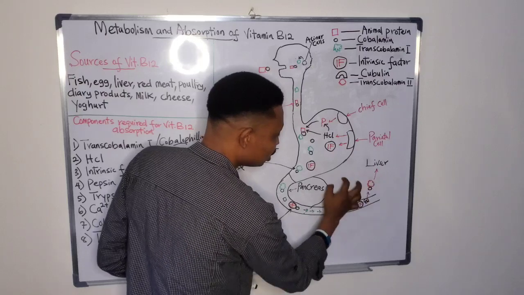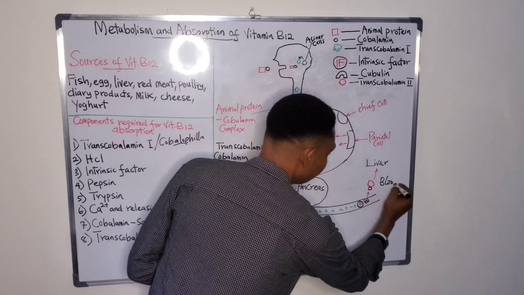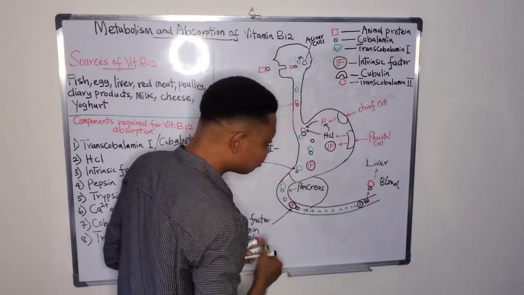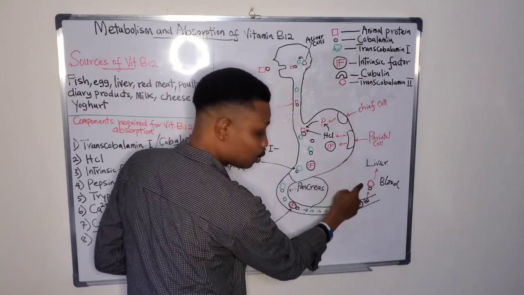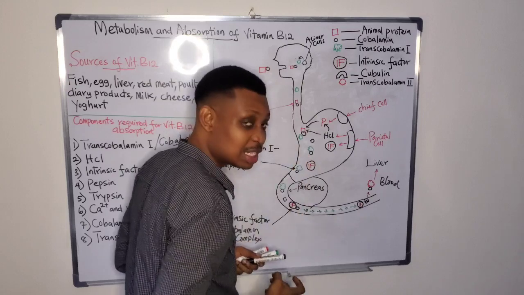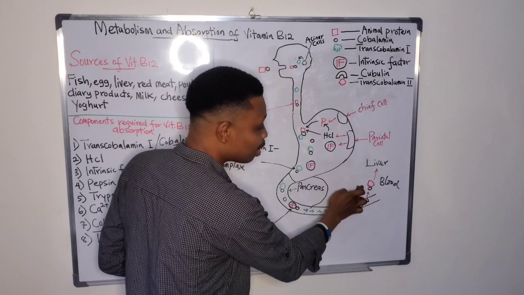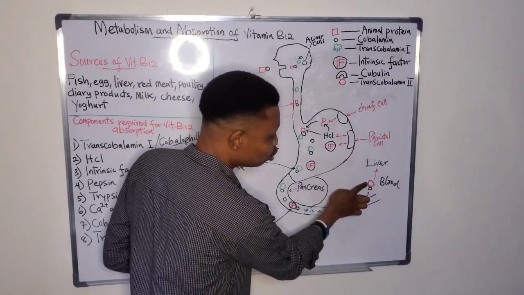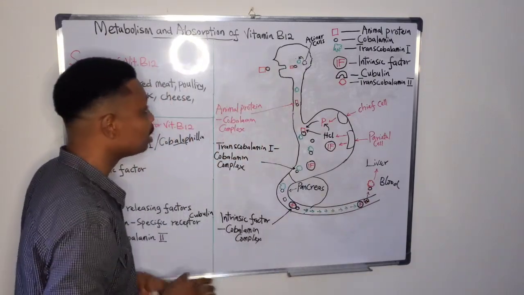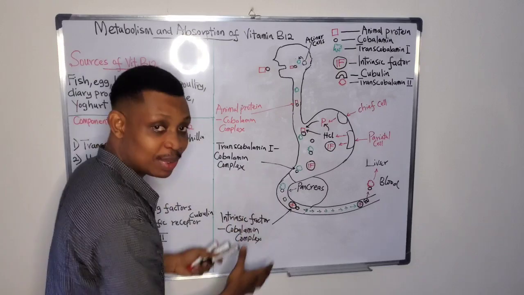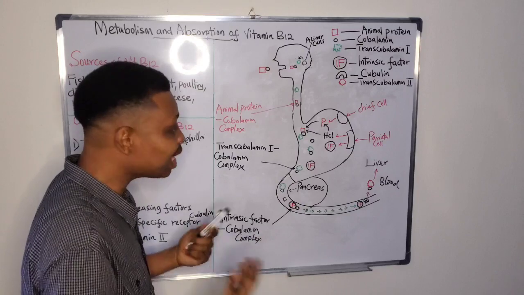Now this is the circulation, this is the blood. After its absorption, it will get bound to transcobalamin 2, which is also a protein in the circulation. That transcobalamin 2 will then carry the cobalamin to the liver. So this is the transcobalamin 2 cobalamin complex. Now, this explains the absorption of cobalamin that is obtained from food, from animal protein.